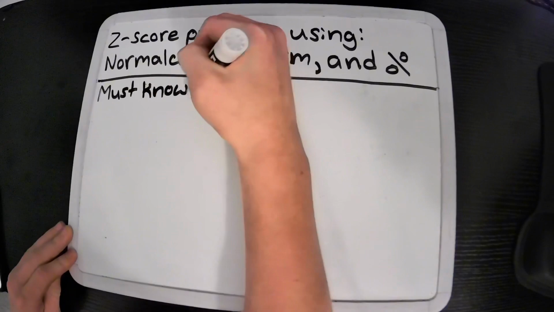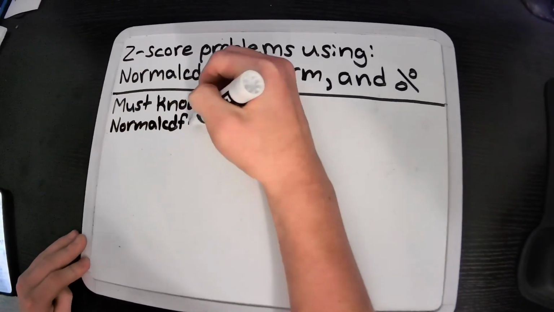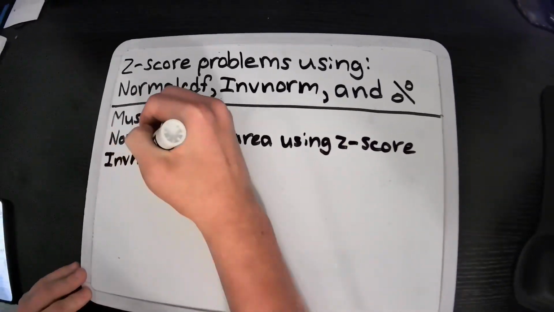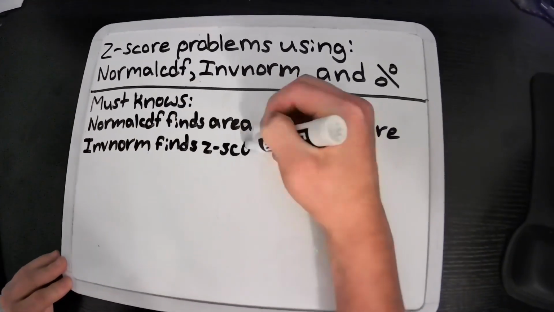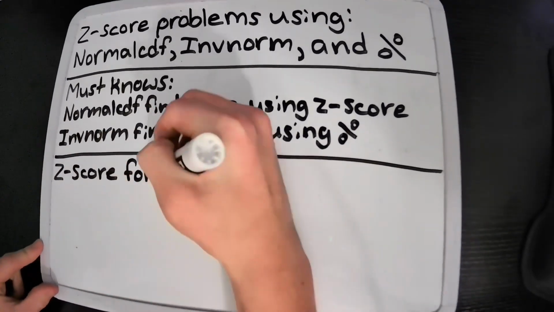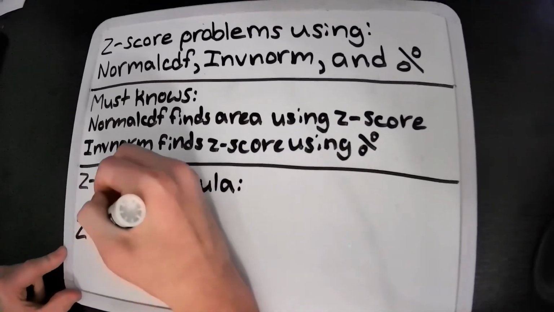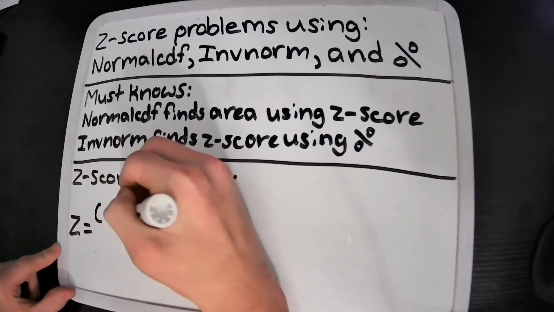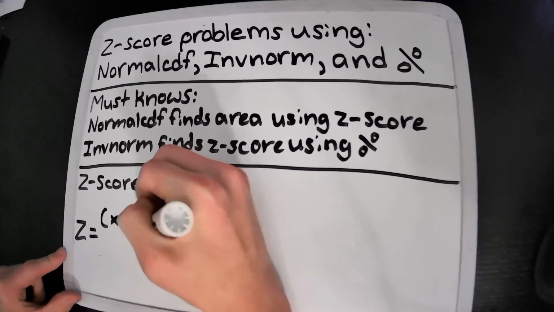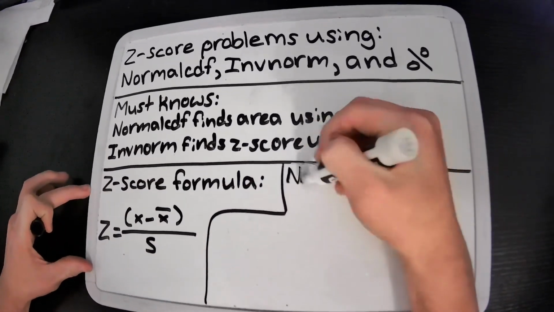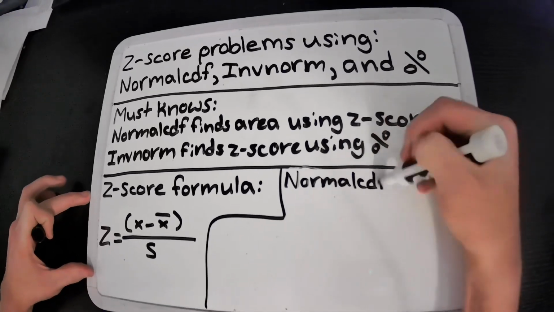Here are some must-knows for this topic. To start, normal CDF finds area using z-score, while inverse norm finds z-score using percent. The formula for finding z-score is z equals x minus mean over standard deviation. Be sure to put parentheses around x minus mean, or you could get a completely different answer than what you're looking for.